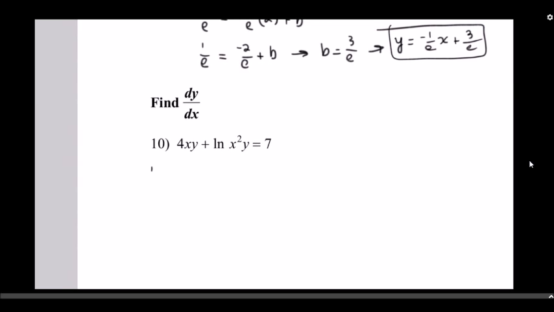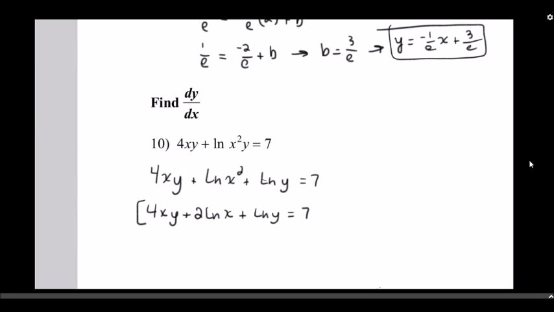So I'm going to rewrite this as 4xy plus the natural log of x squared plus the natural log of y equals 7. So this natural log got split into those two natural logs. Okay, and we can take this 2 and move it down in front, so 4xy plus 2 natural log of x plus the natural log of y equals 7.